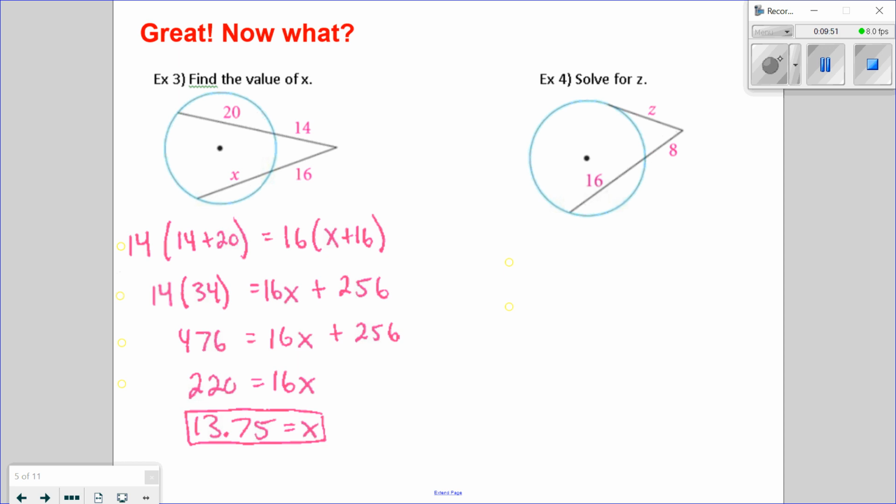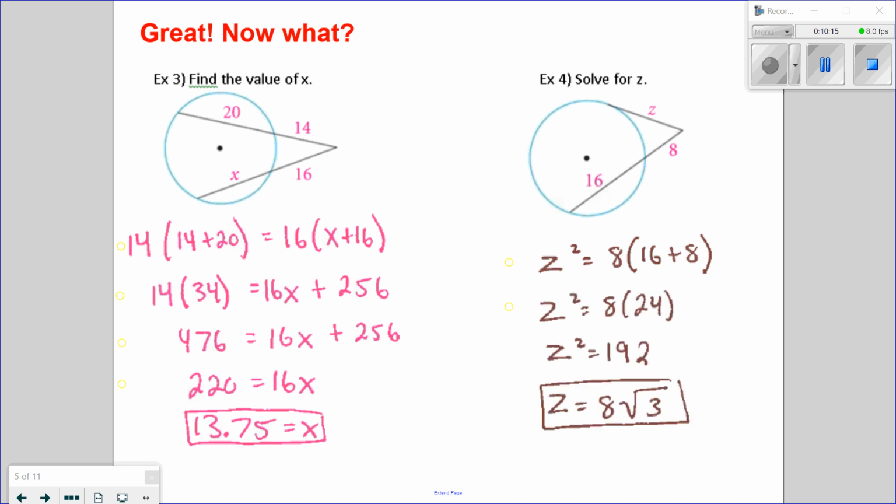So let's see what happens with this one. This is a similar kind of rule, except instead of outside times whole equals outside times whole, we have the tangent. So it's tangent squared equals outside times whole. The outside piece of 8 goes outside the parentheses. Then we add the 8 plus the 16 to get the full length of that secant. And once we have that, boom, we have an answer of 8 radical 3.